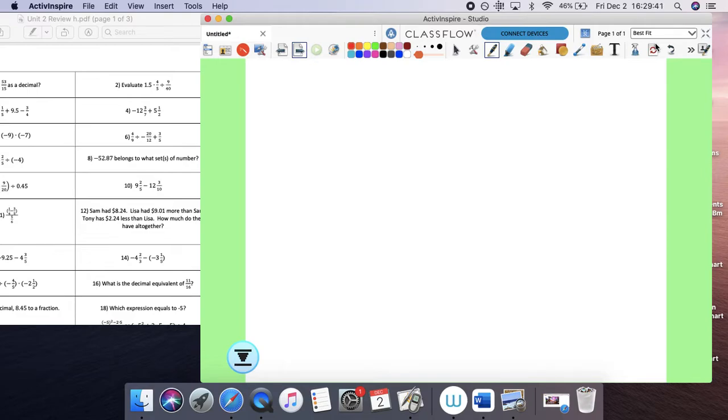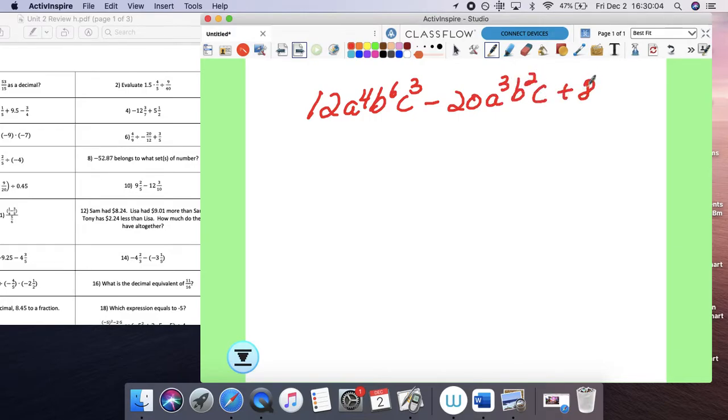And that's page 1. Factor 12a^4b^6c^3 minus 20a^3b^2c plus 8a^2b^3. So I want that to look something like this, right?